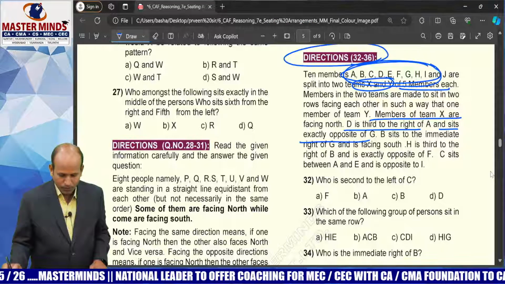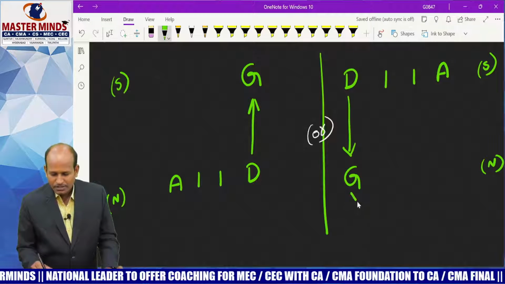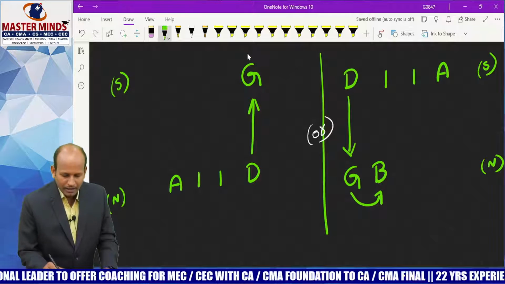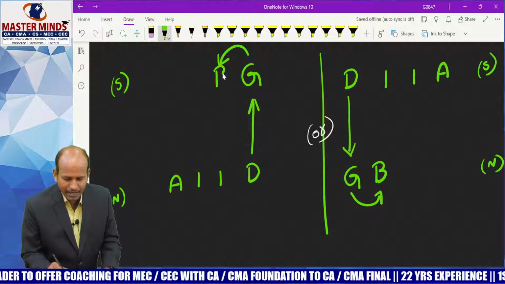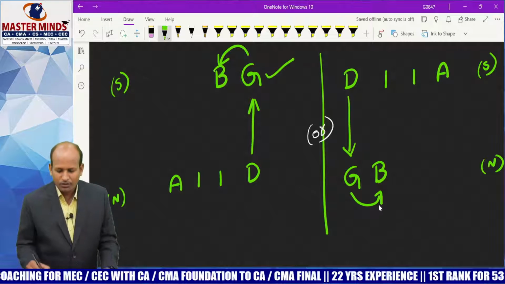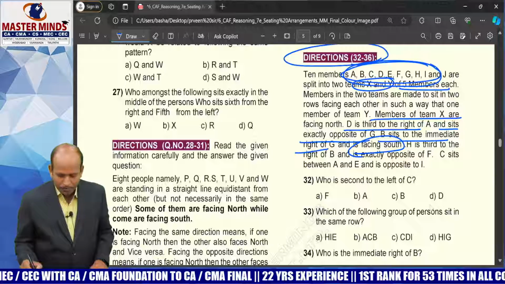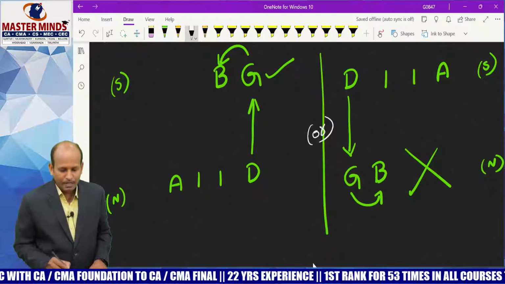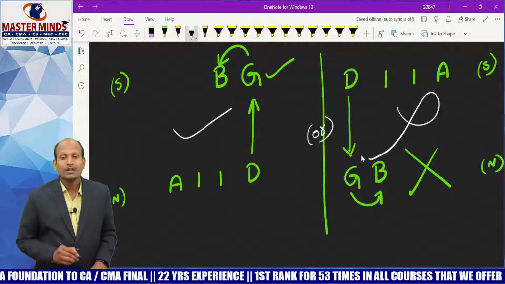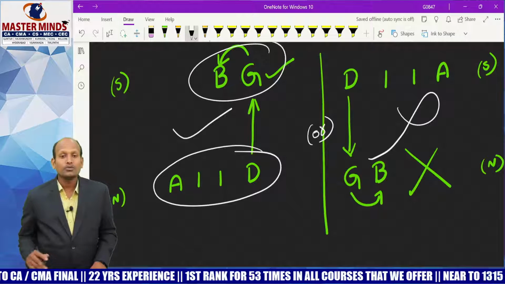Okay, next. B sits immediate right of G and is facing south. So G's immediate right means our right side here. B is like this. Here, G's right side means our left side, opposite to us. B is like this. Here G and B are facing south, but here G and B are facing north. But as per the statement, B is facing south. That means this sitting arrangement is right and this one is wrong.